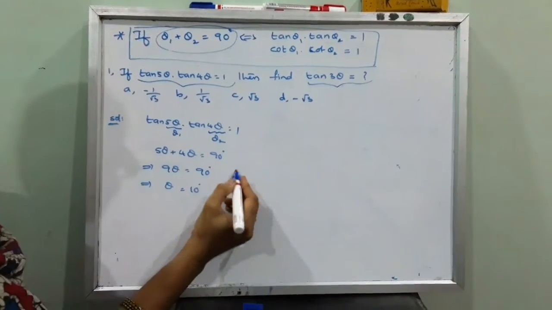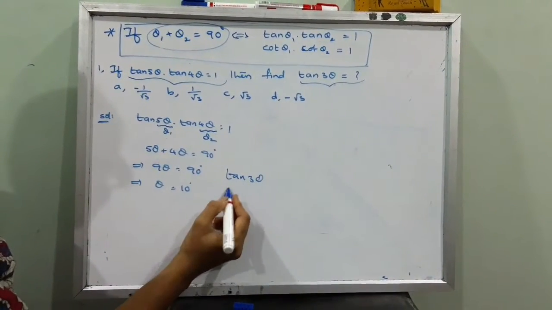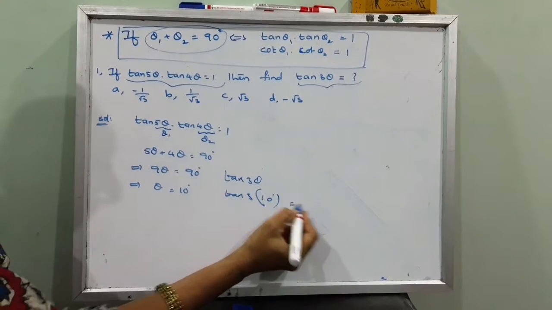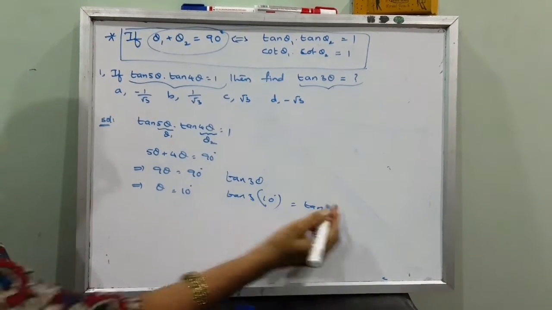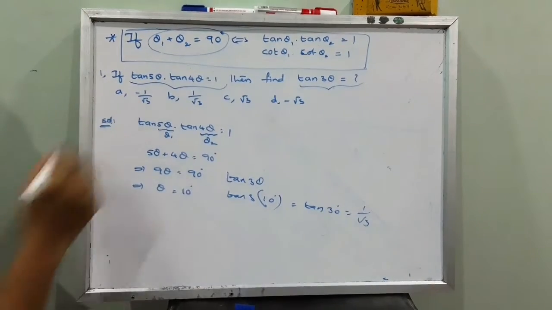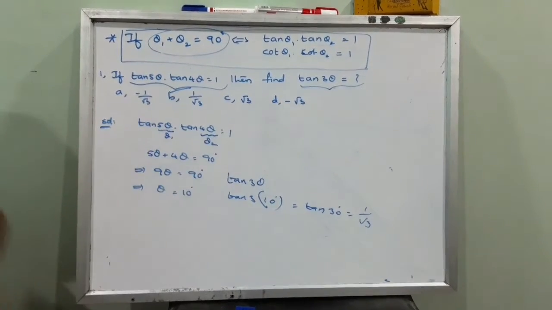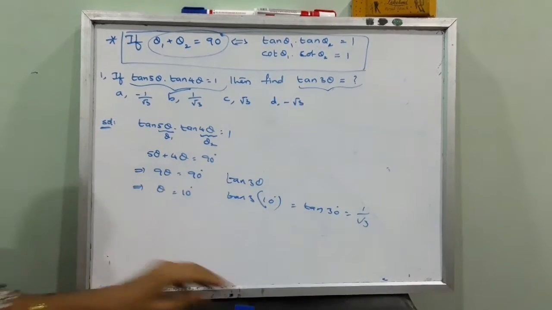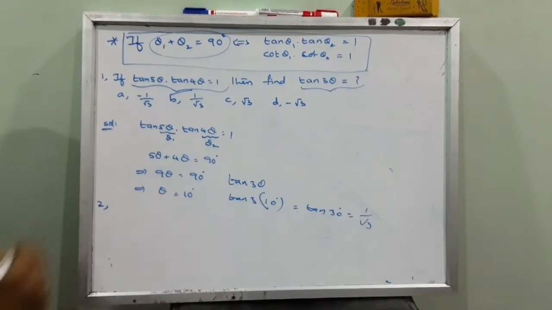Now we have to find tan 3 theta. Tan 3 theta is equal to tan of 3 into theta, where theta is 10 degrees, so 3 into 10 is 30. But tan 30 is 1 by root 3. Now the option is B. B is the correct answer. Tan 30 is 1 by root 3. Now next one is the second one.